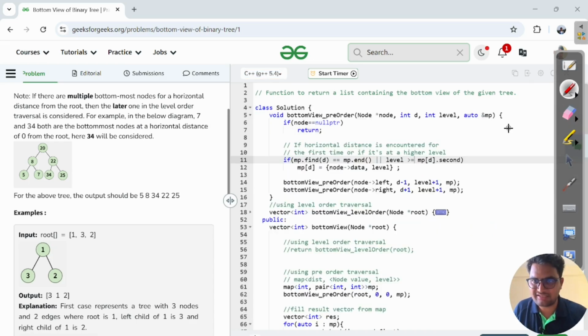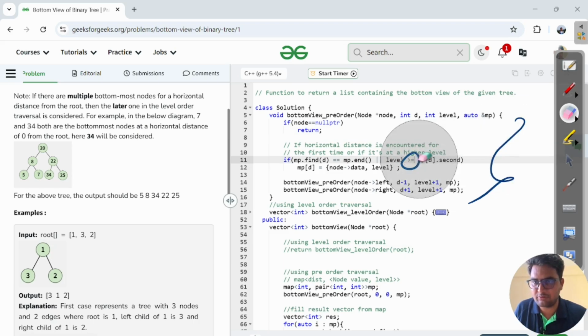So quickly, have a look at this code. This is not exactly similar, but a little bit similar to the previous video code, where we solved the top view using pre-order traversal. Here I have just altered this condition, right? In that video, if the level value is lower, it means the higher level, then only update the value, else skip it.